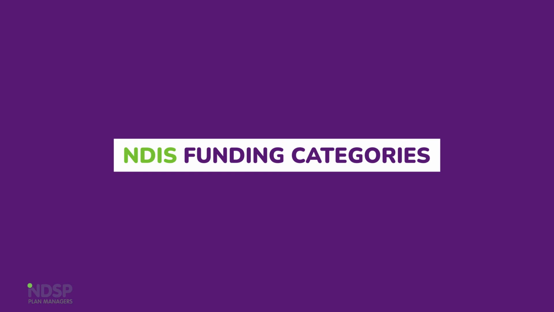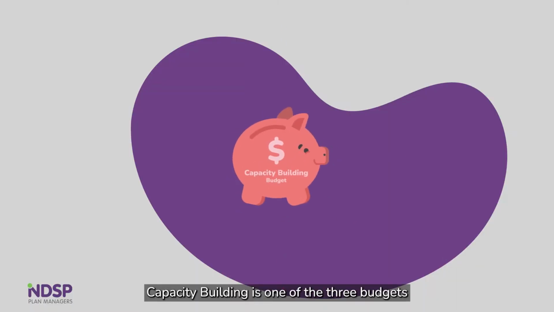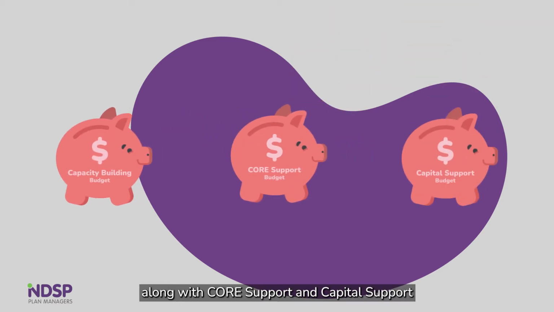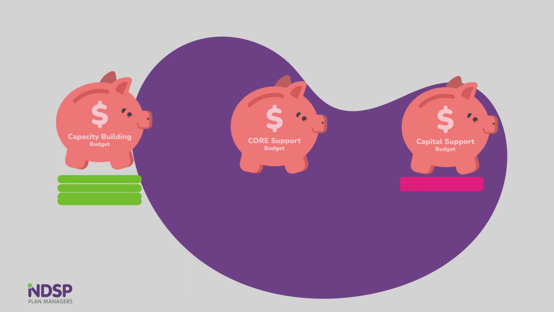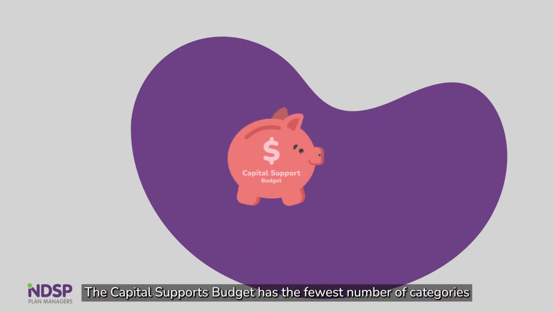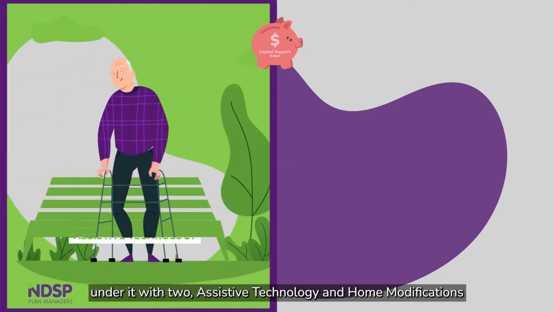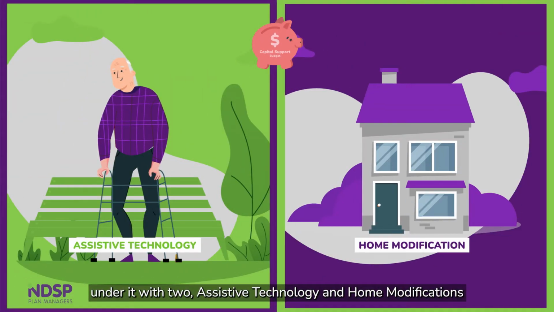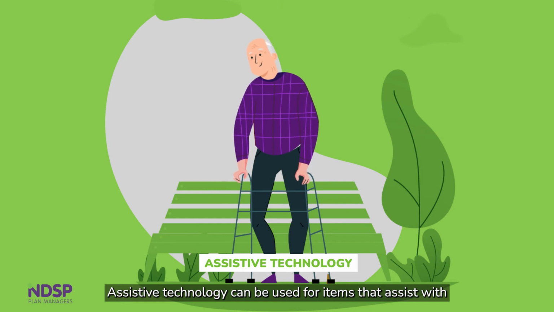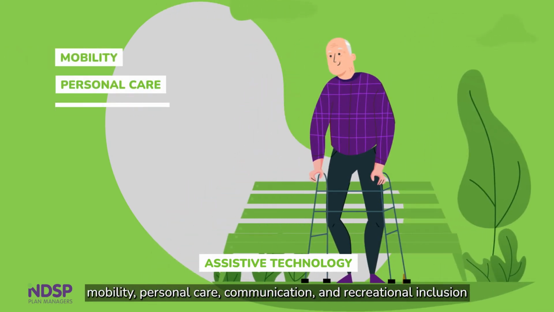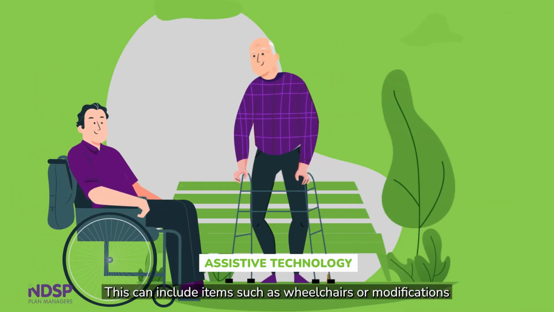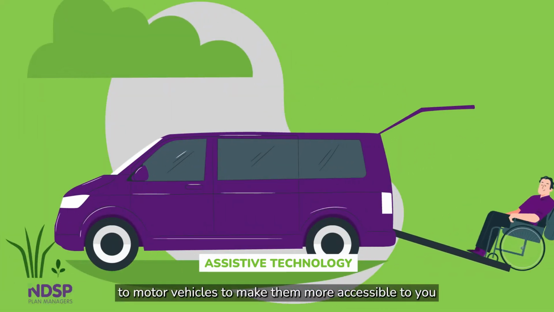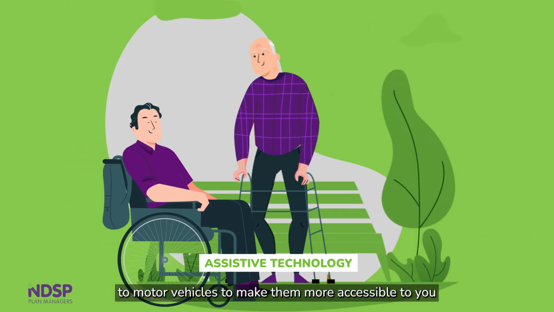NDIS funding categories. Capacity building is one of the 3 budgets that can be added to your plan. Along with the core support and capital support, each of these budgets has support categories that fall under them. The capital supports budget has the fewest number of categories under it, with 2: assistive technology and home modifications. Assistive technology can be used for items that assist with mobility, personal care, communication, and recreational inclusion. This can include items such as wheelchairs or modifications to motor vehicles to make them more accessible to you.